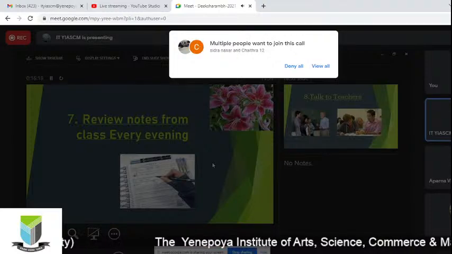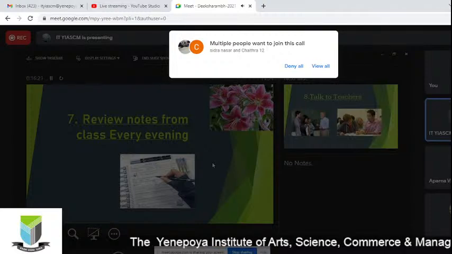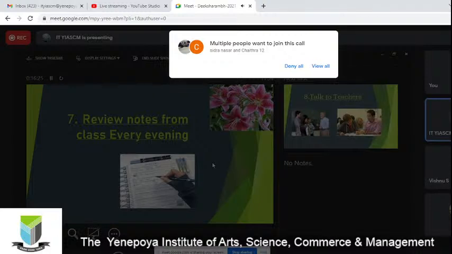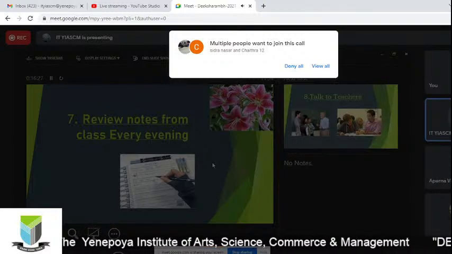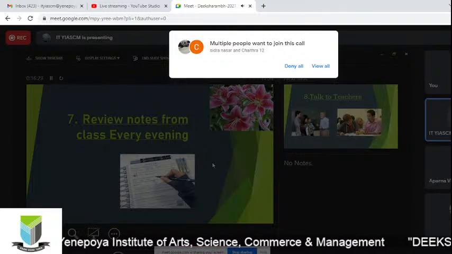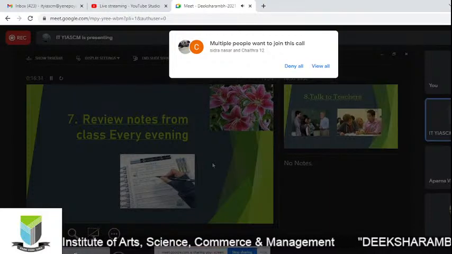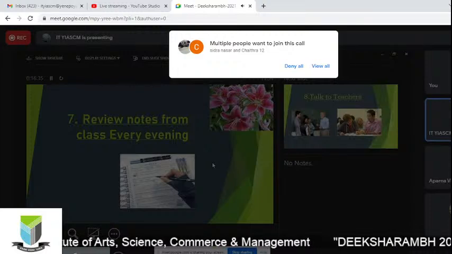Understood? The seventh tip is review notes from class every evening. You are back home, then take the notes. Then you must point out or review the notes.